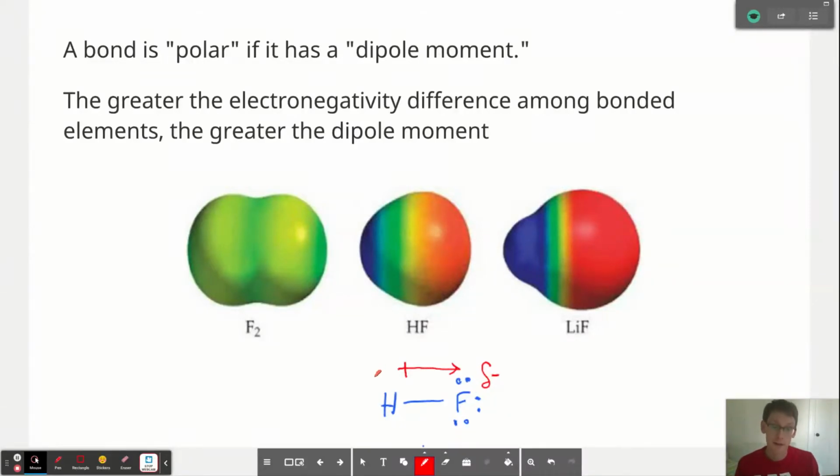That's a lowercase delta in Greek. And delta negative and delta positive mean partial negative and partial positive. A full positive and negative would be in the case of lithium fluoride, where the lithium is fully positive and the fluoride is fully negative. But because this is a covalent compound and there hasn't been a full-on transfer of electrons, we indicate partial positive and negative in a covalent bond.